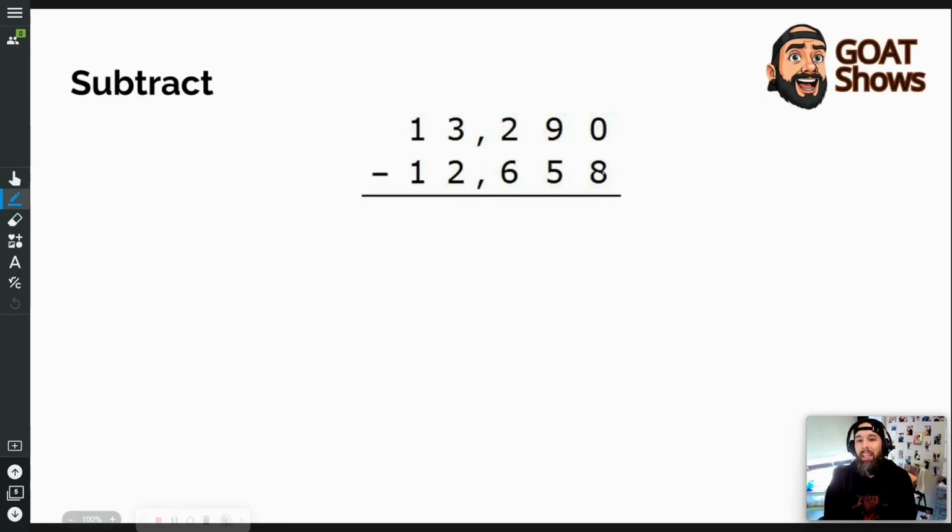0 minus 8, can't do it. Let's borrow 1 from 9 and turn 9 into 8. Now I have 10 minus 8, which is 2. Go to the left. 8 minus 5 is 3. 2 minus 6, can't do it. Borrow 1 from 3 and turn 3 into 2. 12 minus 6 is 6.